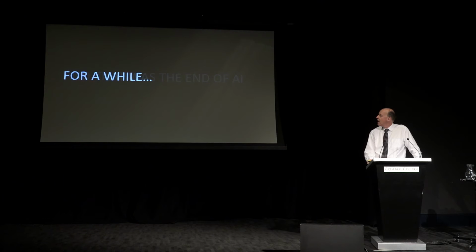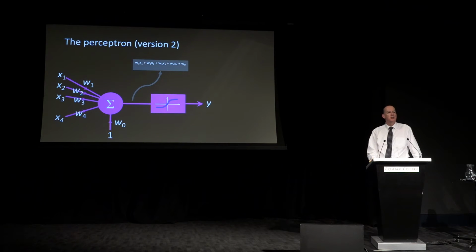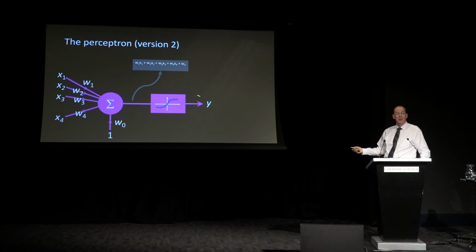That said, as usual, there were a few souls who carried on working on this problem, and it really led to perceptron version 2. And perceptron version 2 has this thing in it. It doesn't have this hard limiter in it. It has this smooth curve here. It's usually called a sigmoid function, or a softmax or something like that. And this is really neat, and it's really helpful because it forms the basis for a lot of developments in the next two chapters of AI.